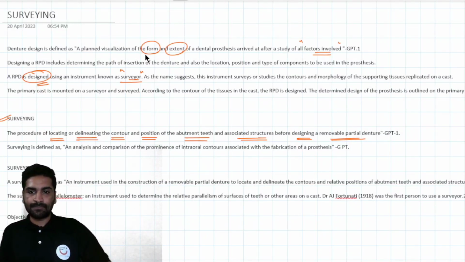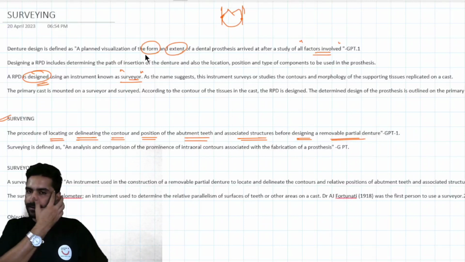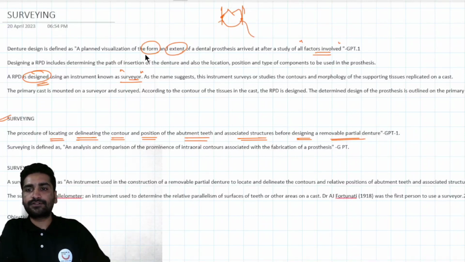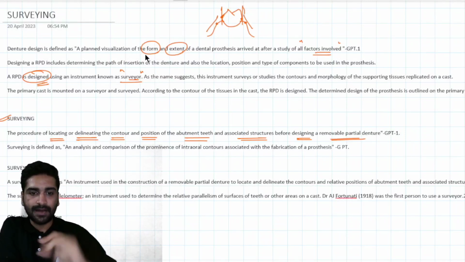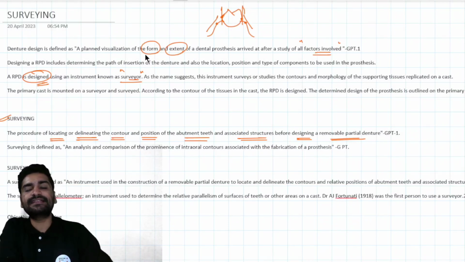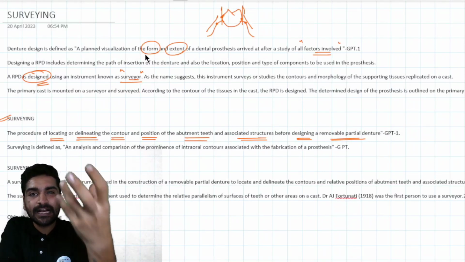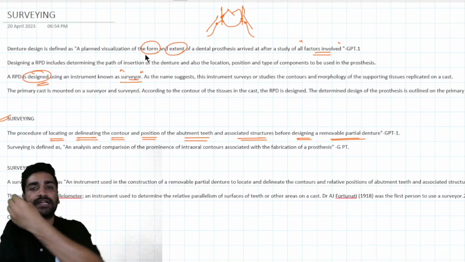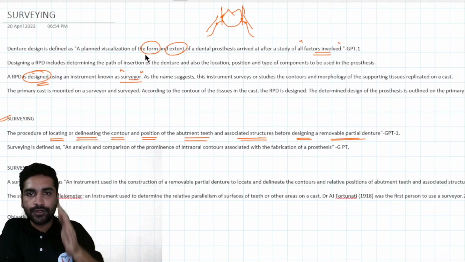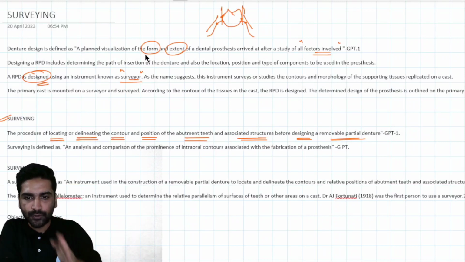Suppose if this is a teeth, over here if I am drawing a teeth, so this area and this area becomes the most prominent part. Similarly, if I have drawn the soft tissues over here, this area and this area becomes the most prominent part, right? So surveying is the analysis and comparison of what? The prominences of the intraoral contours. Intraorally, whatever the contours are present, the prominences which are present, you are going to mark, analyze, observe, everything, compare, right?